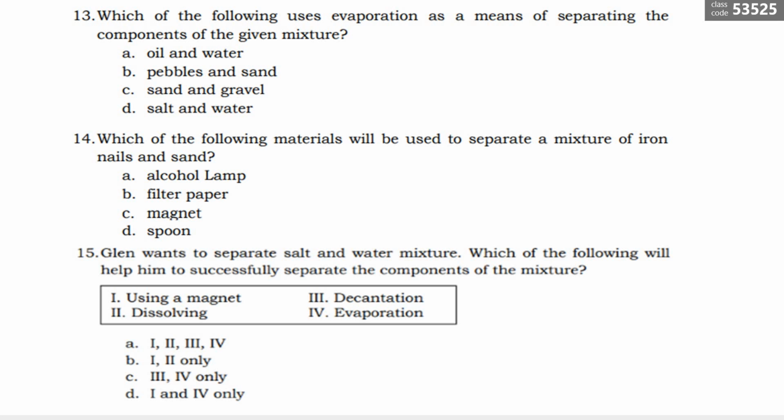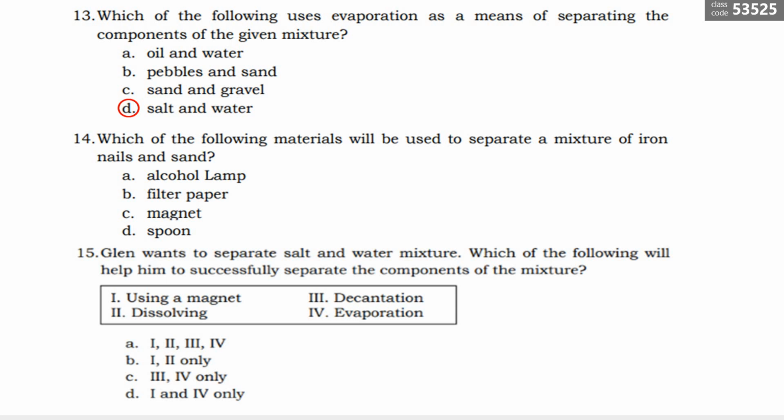Let's have number 13. Which of the following uses evaporation as a means of separating the components of the given mixture? Is it oil and water, pebbles and sand, sand and gravel, or salt and water? Go. Okay, the correct answer is D, salt and water. We used evaporation to separate the components of salt and water.